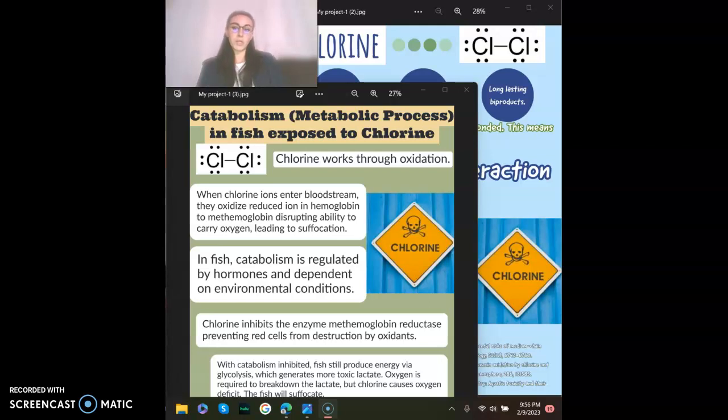Chlorine inhibits the function of the enzyme methemoglobin reductase that prevents red blood cells from destruction by oxidants. The CYB5R3 gene codes this enzyme. Once catabolism is inhibited, the fish continues producing energy via glycolysis, generating more toxic lactate. Oxygen is required to break down this lactate. However, chlorine creates that oxygen debt or deficit in the fish, and if this is unresolved, the fish eventually dies of suffocation. This could potentially affect tourism and human health.